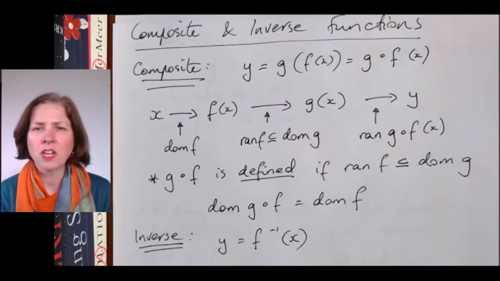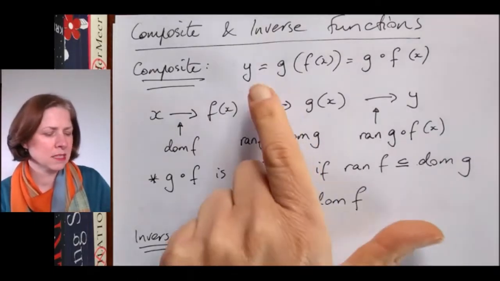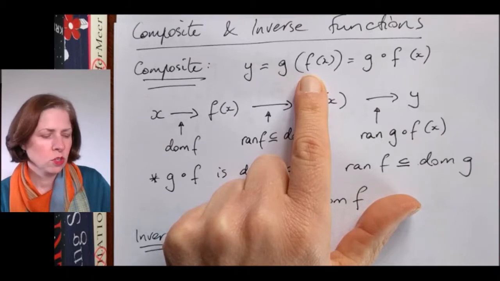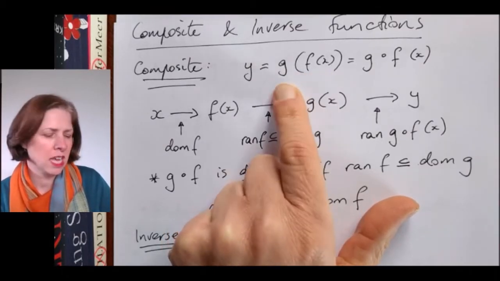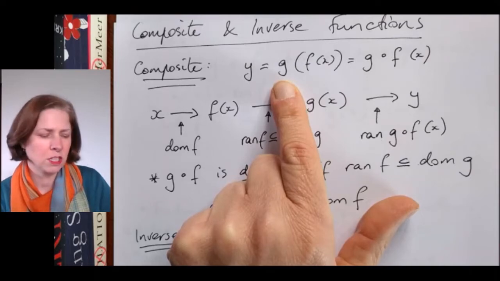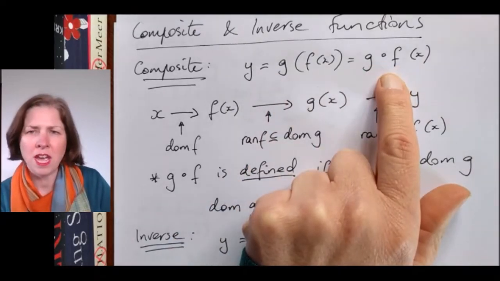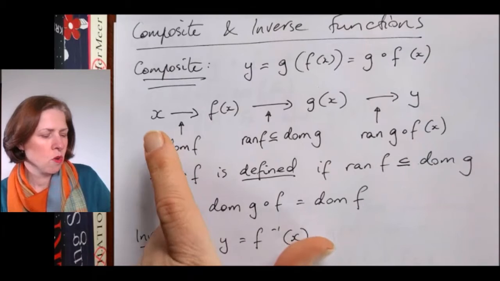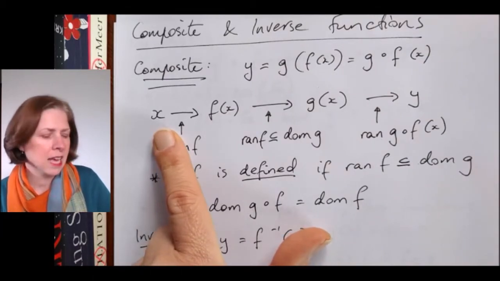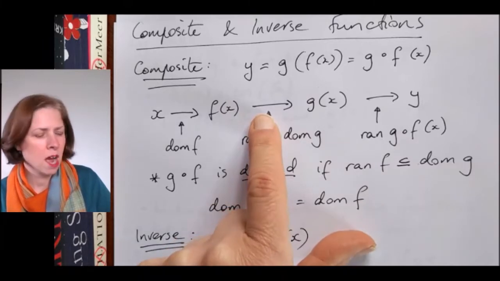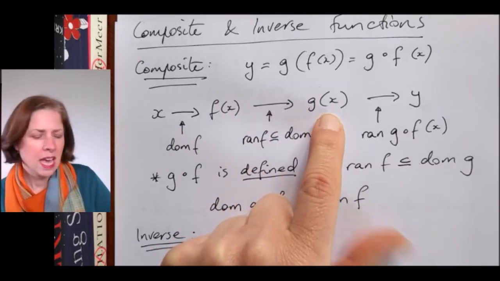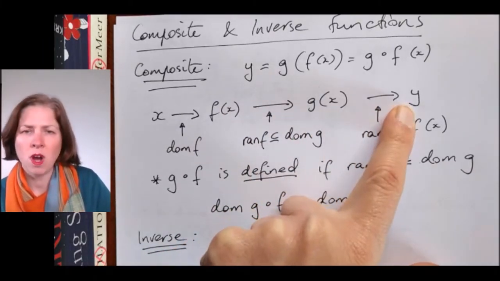So composite functions, let's remember what that means. If I've got a function y, which is g of f of x, then f of x is my inside function and g of x is my outside function. And I call that g of f of x. So I start with my value for x and I put it into f, and then whatever value comes out, I put that into g, and then whatever value comes out, that's y.